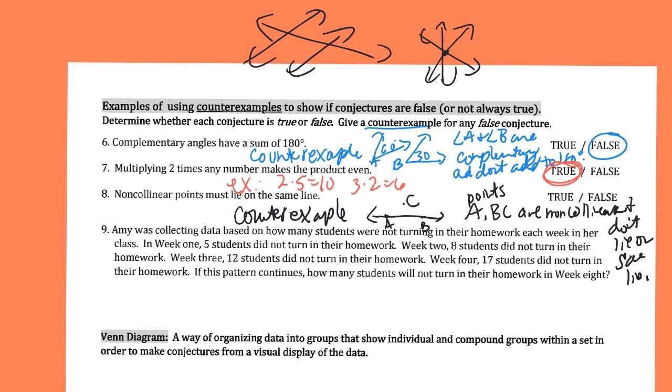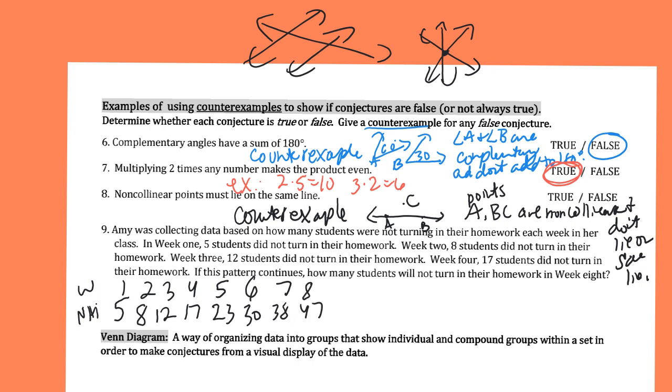Okay, so the next one, for Amy, talks about NHIs. At week 1, she had 5 NHIs. In week 2, she had 8. Week 3, there were 12. Week 4, there were 17. Week 5, if you follow the pattern, you can kind of see what's going on here. Week 5 is going to be 23. Week 6 is going to be 30. Week 7 is 38, and week 8 is 47.